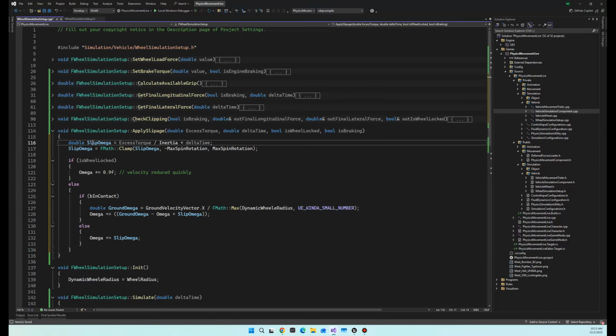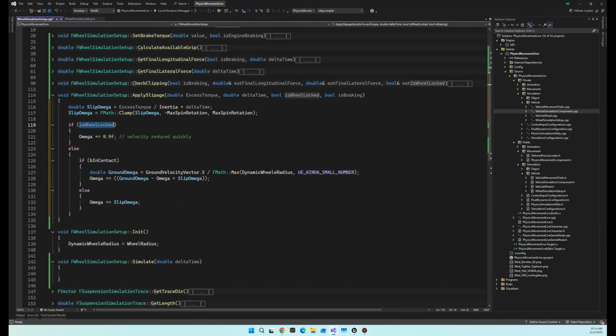As you can see here, we have the slip omega. What we're going to do is take a look at excess torque. If there's any excess torque in the system, we'll divide that by the inertia and then multiply that by delta time. That should give us a slip omega, and we want to make sure the slip omega is between the min and the max spin rotation. Again, this is going forward or back, depending on which way the vehicle's going.